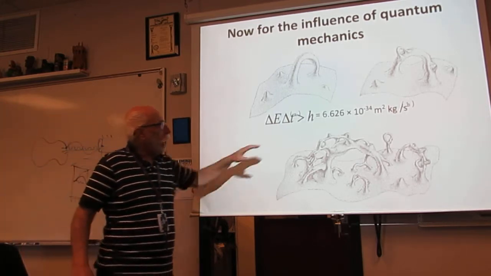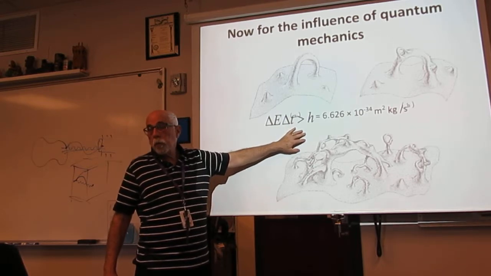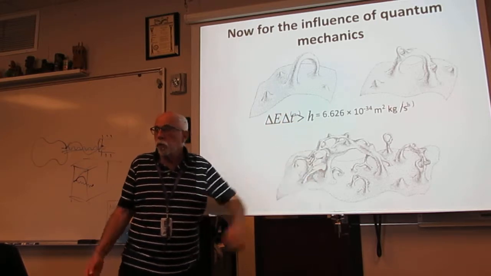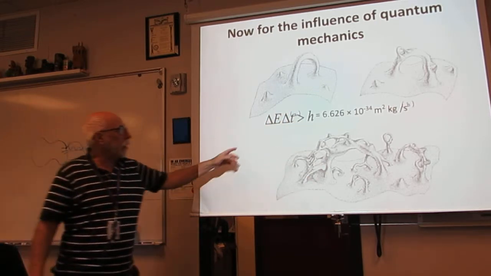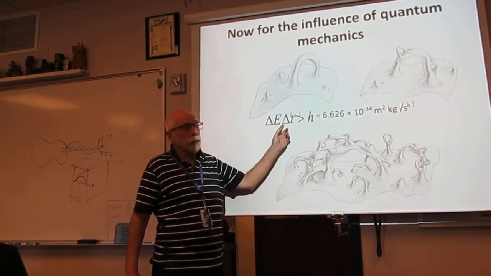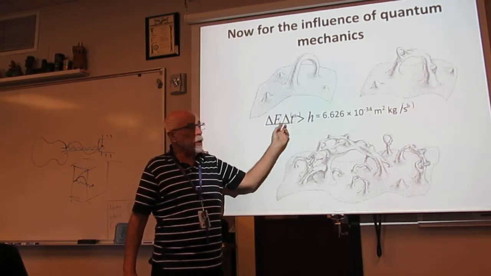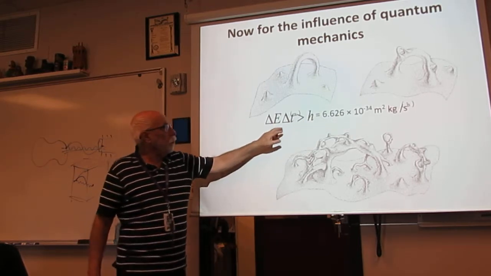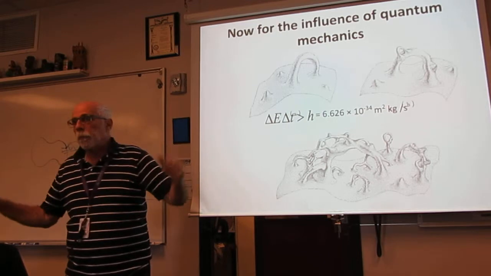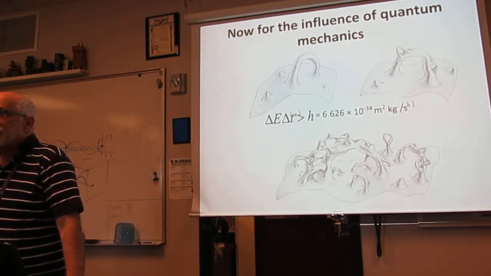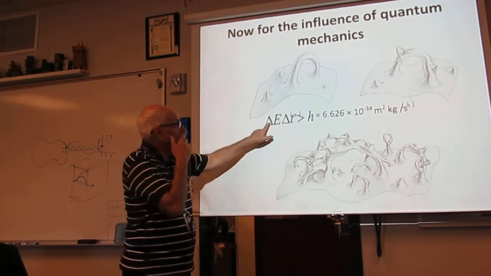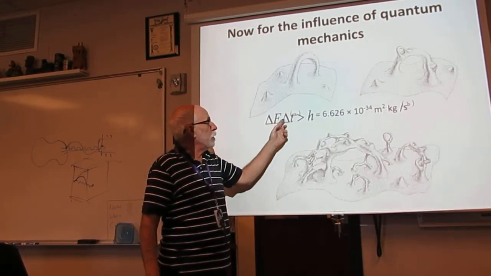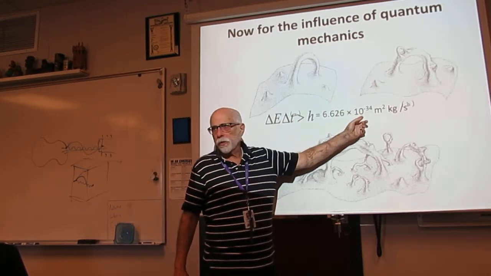But we now know this is true for atomic and subatomic particles. This is a foundational rule of quantum mechanics: the product of the uncertainty in energy and the uncertainty in time of your measurement has to exceed this number. So if you want to sample the energy in the box for 1 second, this range of energies has to be extremely small so that this times 1 is still bigger than this.